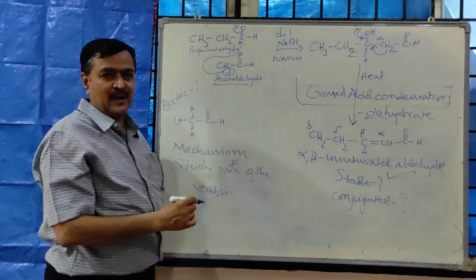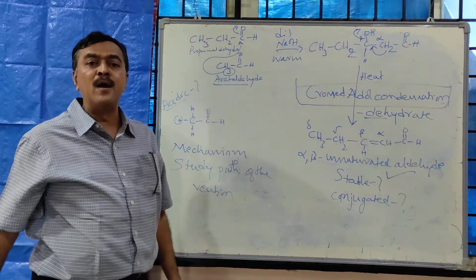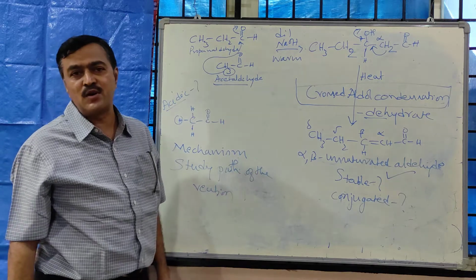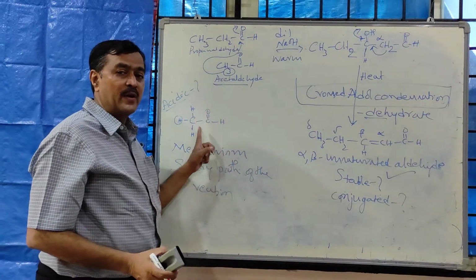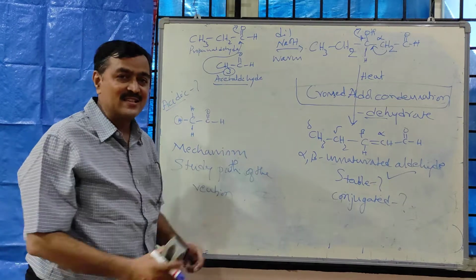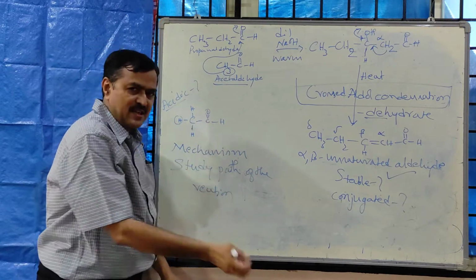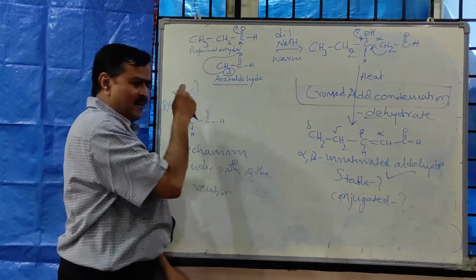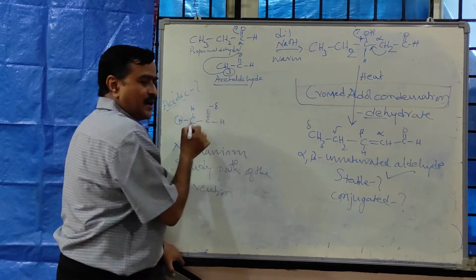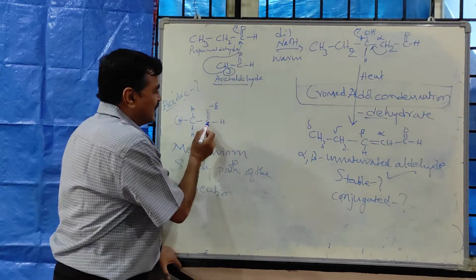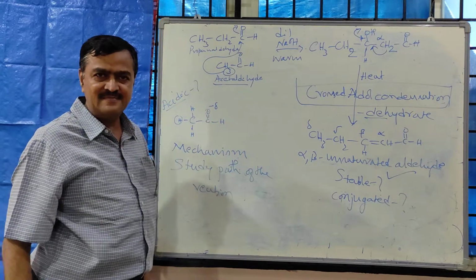In this carbonyl group, these bonds are polar. Why are they polar? Oxygen is more electronegative than carbon. As a result, this oxygen pulls electrons from carbon. Once it pulls electrons, it will gain more negative charge. That means electron density will shift towards oxygen.